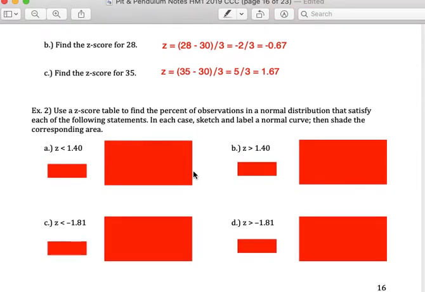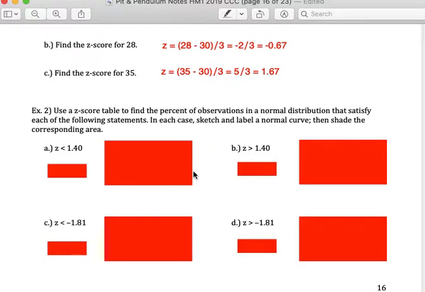On example number 2, we are going to use the z-score table to find how far away they are. So if I'm telling you I want to know what percentage, use the z-score table to find the percent of observations that satisfy each of those statements below. In each case, I want you to draw a little sketch of a normal curve, which is not provided for you. Of course, when I'm talking about a normal curve, I'm just saying draw yourself something like this, and then you're just going to put a tick mark and estimate and shade where this is at. And so this is a little bit different format than what we've looked at before.